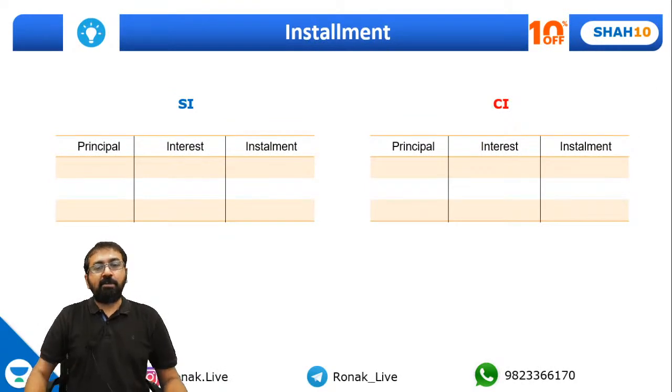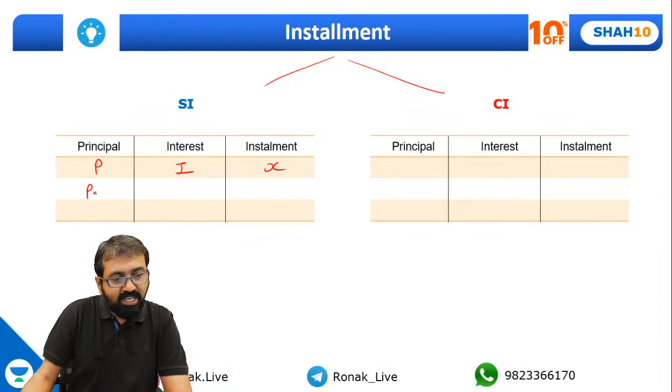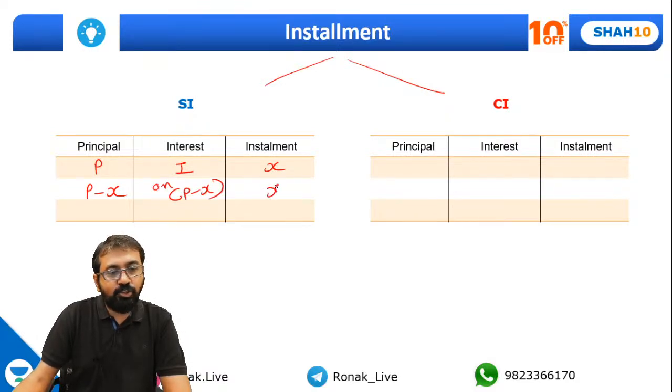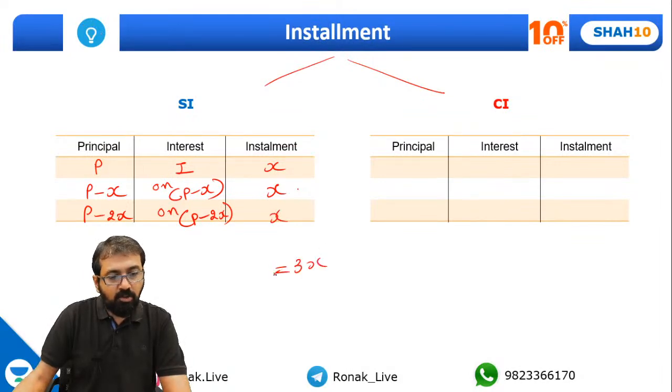Once again, let me differentiate the difference between simple interest and compound interest installment. In case of simple interest, we invested principal P, interest rate is R, installment is X. For the second year, you will take P minus X and calculate interest on P minus X, and again the installment will be X. Now it will be P minus 2X, and interest will be on P minus 2X, right? So this is how it goes. So 3X should be equal to the principal plus 3 years interest. This is about simple interest.